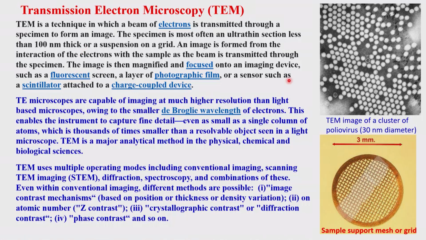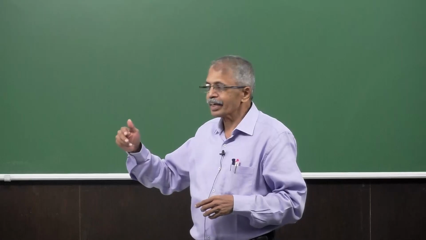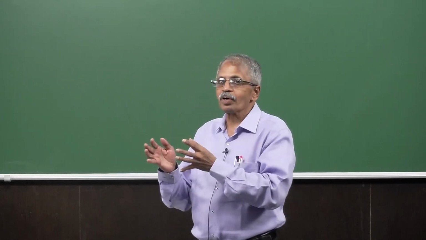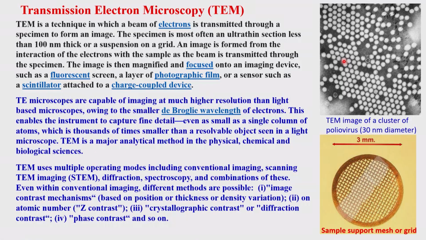So you can use the photographic film, scintillators, all these, using the charge coupled device. Here is an example which is shown. This is a TEM image of a cluster of poliovirus, and the size is 30 nanometers. That is 30 nanometer size, each of the poliovirus particles. You can call each one as one particle. Very nice. And of course, this was in the early days, but now you can get even more resolved images. That means you can focus on each of these particles and get some additional detail as well.